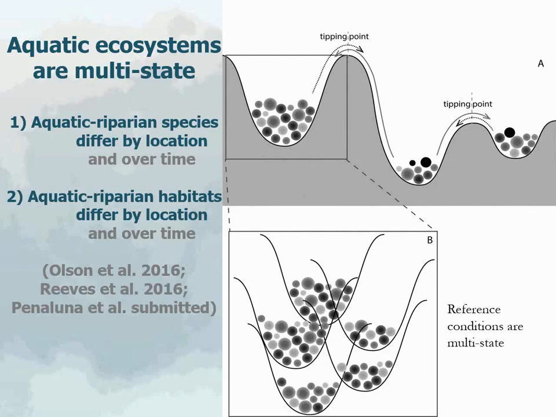So some of the concepts I've just shown you is that aquatic ecosystems are multi-state. The aquatic riparian species will differ by location, either at a large scale across the map or even among reaches or small scale, fine scale areas within a watershed. The habitats also differ by locations. Let me just explain this graphic a little bit before I move on. So this is a schematic diagram of an ecosystem, and here the upper figure shows the domain of an ecosystem, with the little circles being the components of the ecosystem.